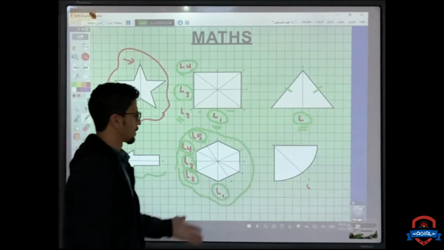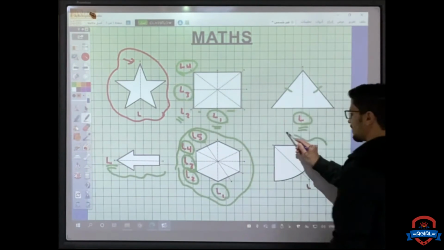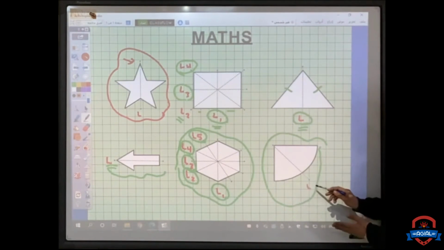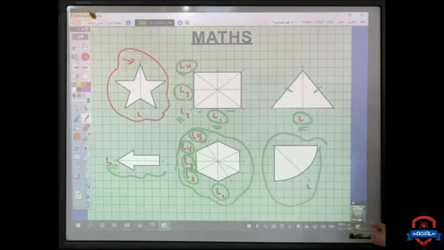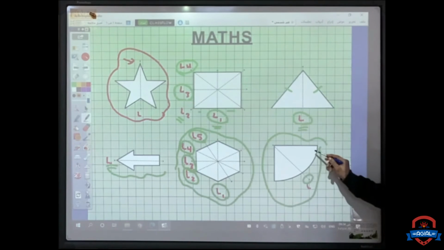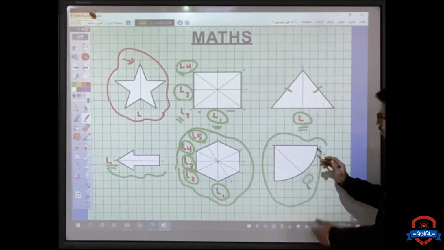And when we look at the last figure, in this figure we can fold this figure on L, or on this straight line, and this straight line is called the axis of symmetry, because the two halves will coincide on each other.